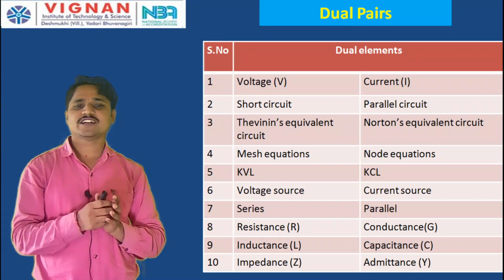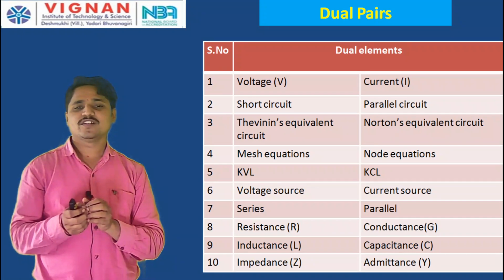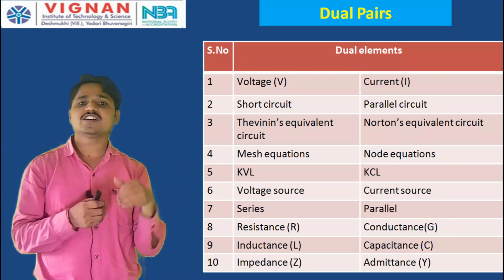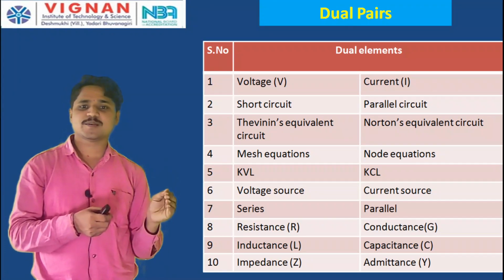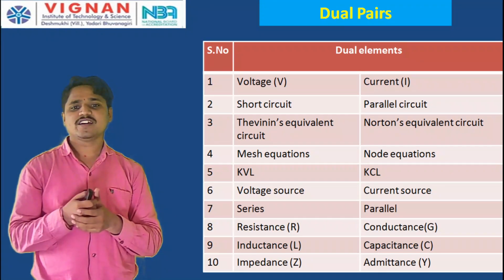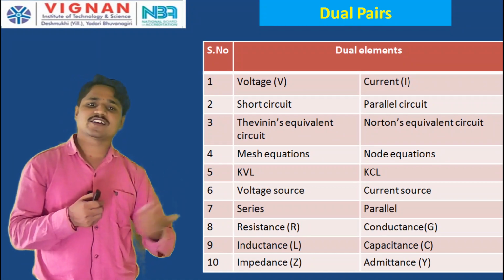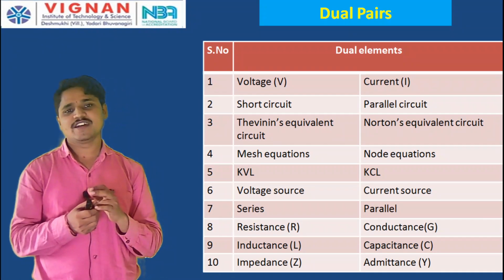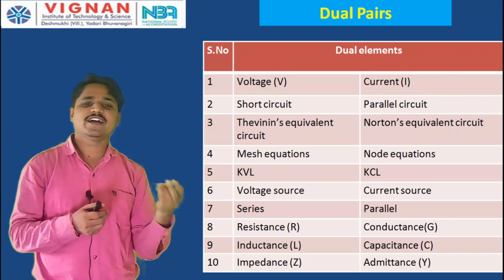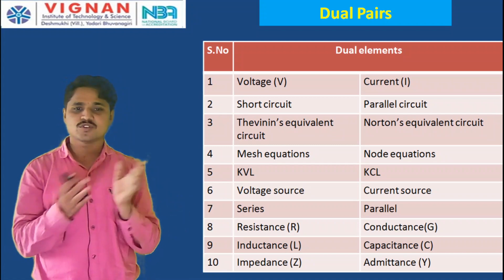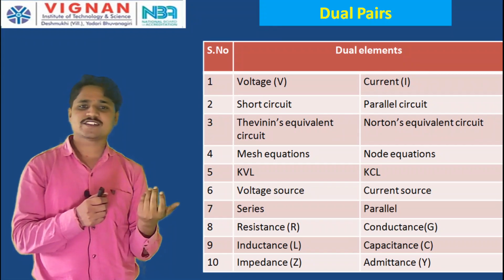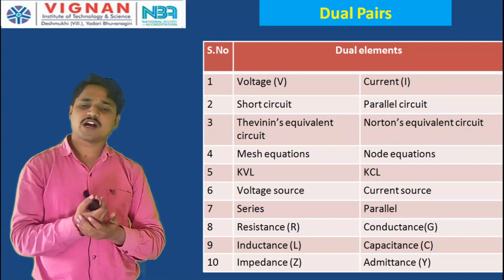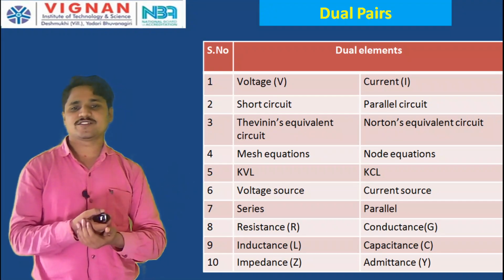Now, a series connection can be replaced by a parallel connection. If a parallel connection is there in one network, then there must be a series connection in its dual network. Resistance R is replaced by conductance G and conductance G is replaced by resistance, vice versa. Inductance L is replaced by capacitance C, and capacitance C by inductance L, so both are interchangeable. Impedance is replaced by admittance Y, and admittance Y can be replaced by impedance.